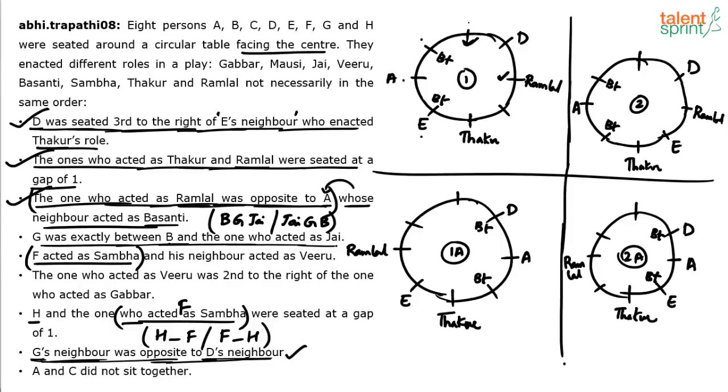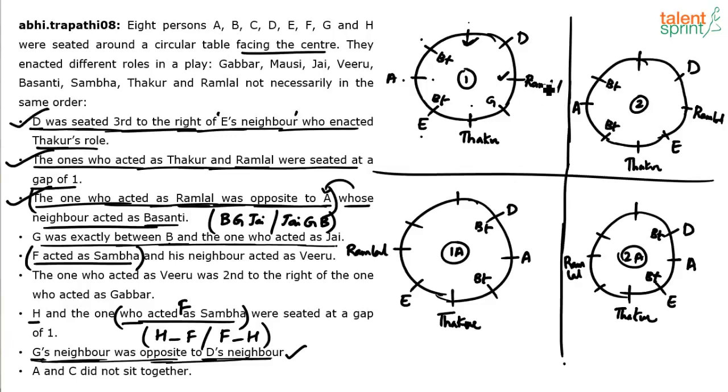G's neighbor was opposite to D's neighbor. D's neighbors are these two positions. Opposite positions are these two. Now these positions are neighbors of G. Now if you take this one and say this is a neighbor of G, G should come here because this is already blocked by E, so G has to come here. So this is one possible position for G.